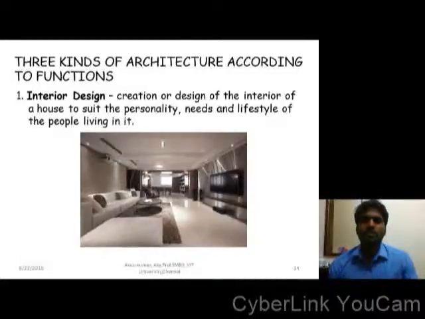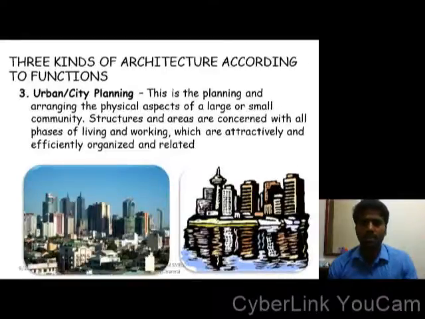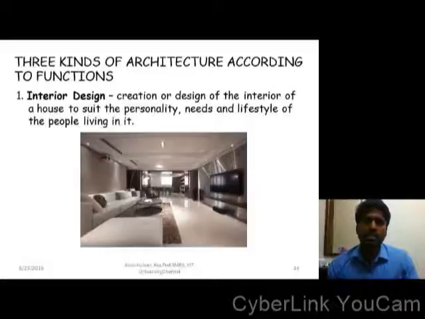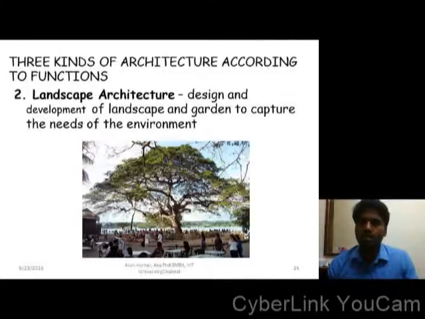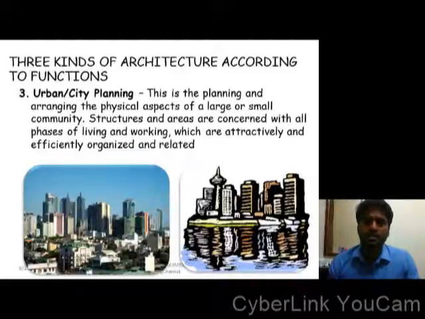The three important functions of architecture are interior design, landscape architecture and urban city planning. Many are familiar with interior design. Even a layman can put up his ideas for creating a good interior design. Whereas landscape architecture needs a lot of landscape and garden development to capture the needs of the environment. Urban or city planning is an industrial boom in today's construction era. It is the planning and arranging of the physical aspects of a large or small community according to the needs of the people.